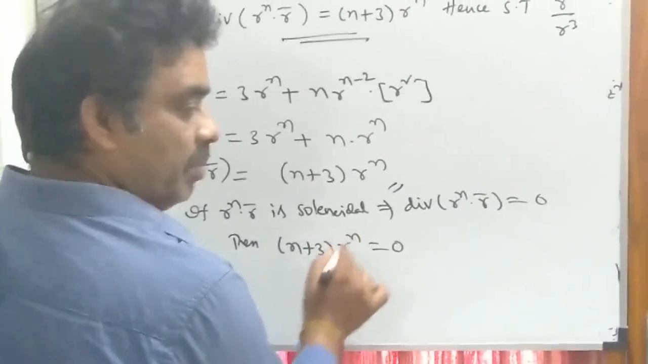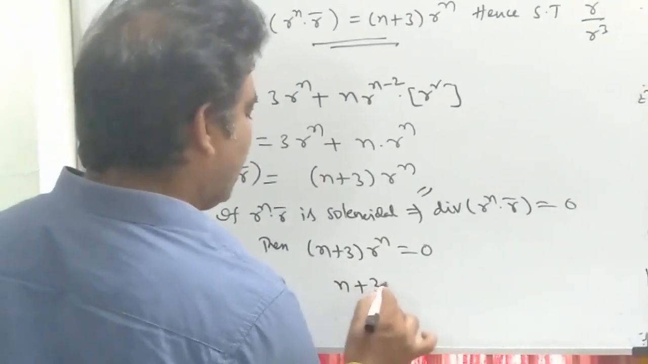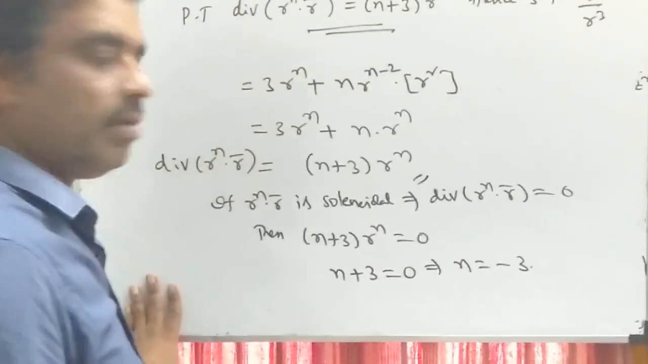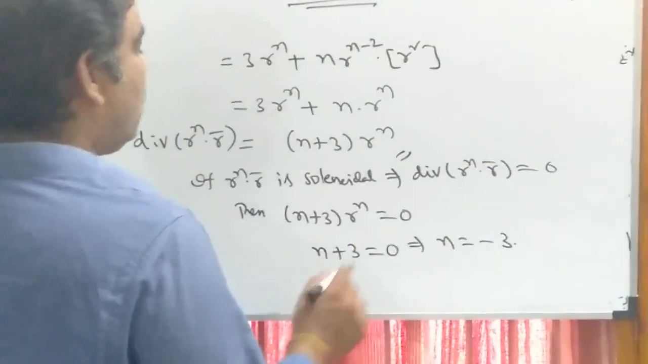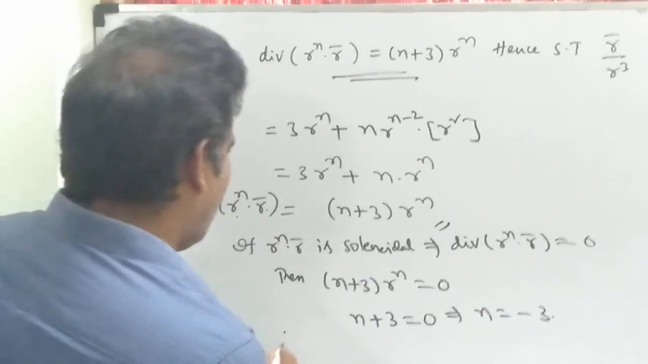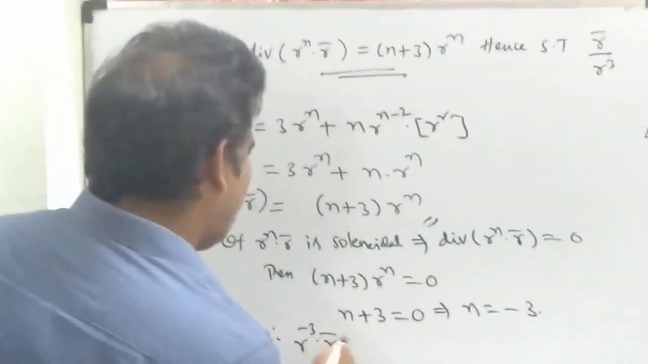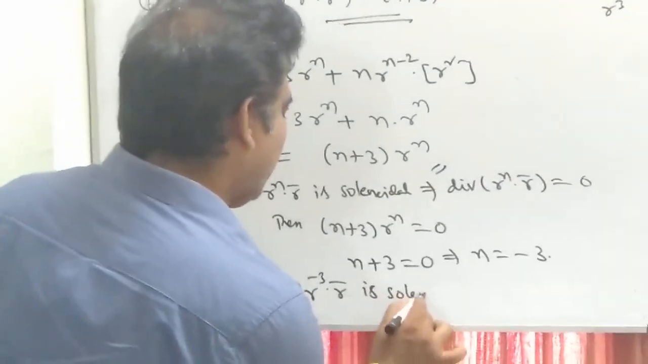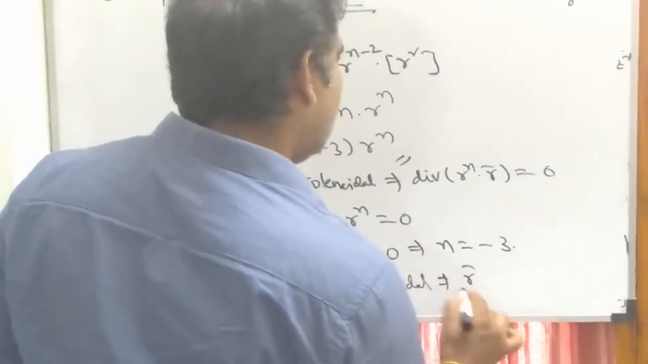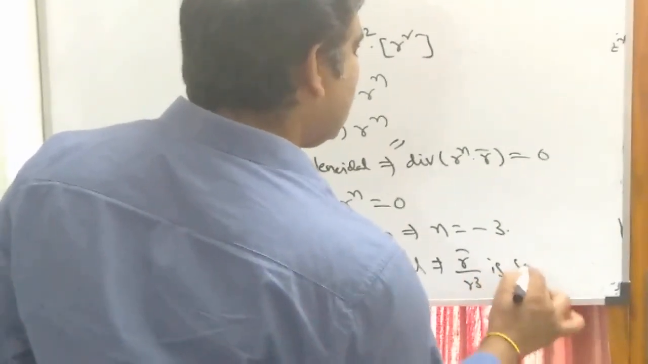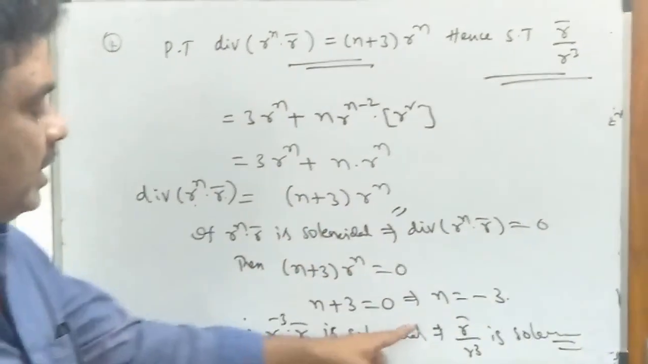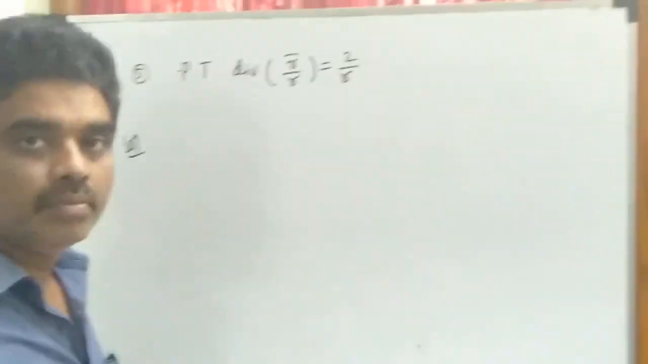So r power n can never be 0, only n plus 3 can be 0, that is n is equal to minus 3. When n is equal to minus 3, r power minus 3 into r bar is solenoidal. That implies r bar by r cube is a solenoidal vector. That is our solution: r bar by r cube is a solenoidal vector.